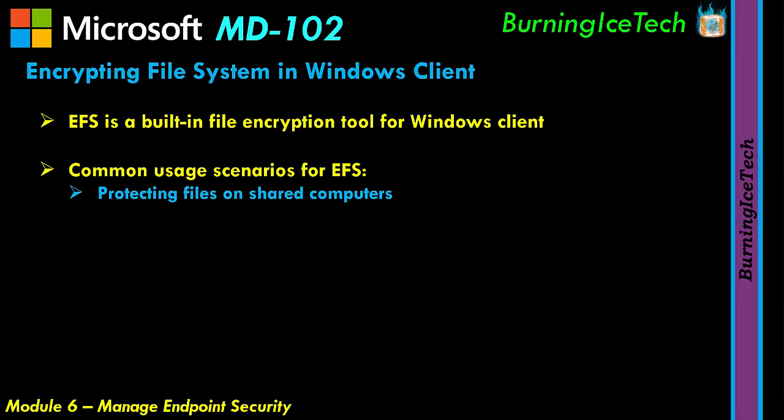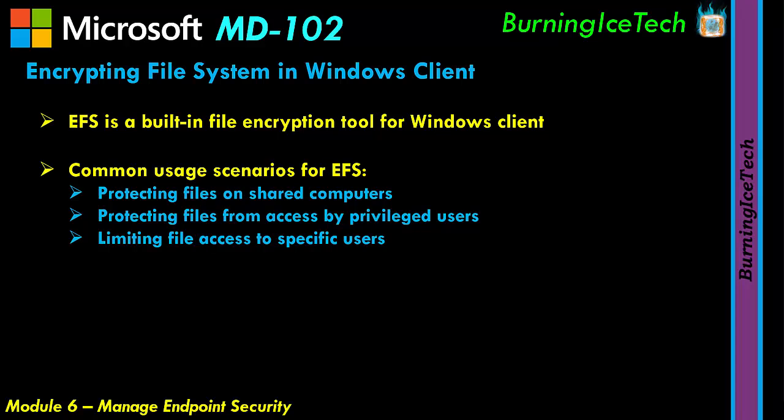So anyway, getting back to common usages, this is protecting files from access by privileged users. Like I said, it doesn't matter which account is logged in. The account that's logged in is the one that can encrypt the folder, but that's the only one that can open that same folder. So it limits file access to specific users is what we're saying. If I'm currently logged on to my account and I encrypt a folder using EFS, only that account of mine can open that folder.